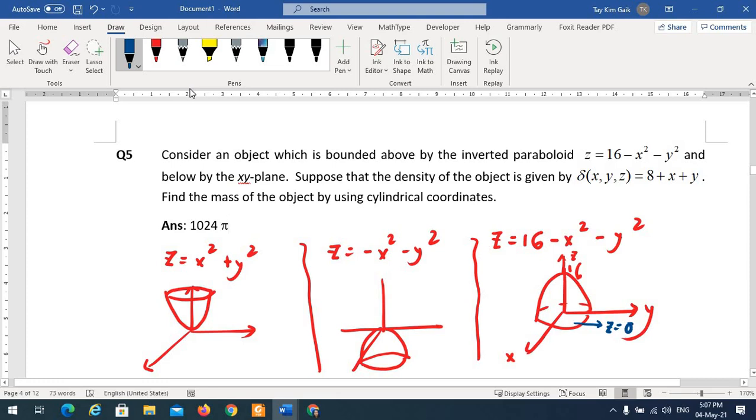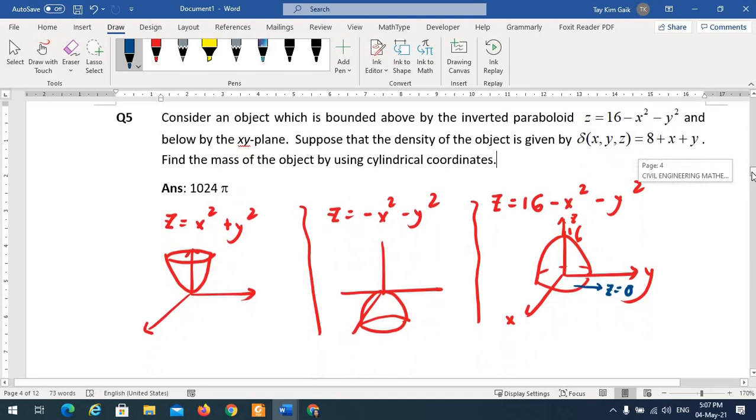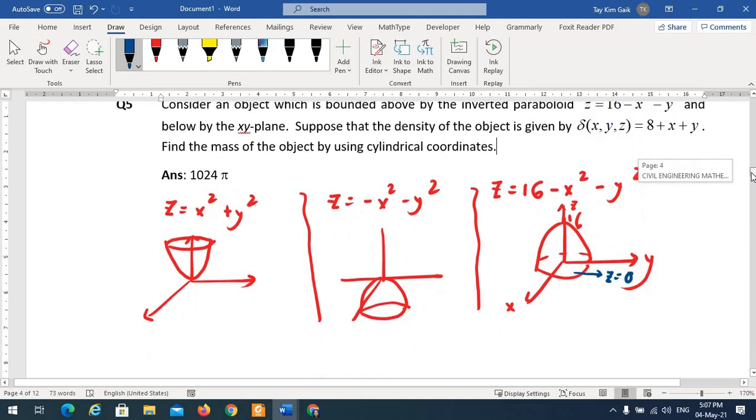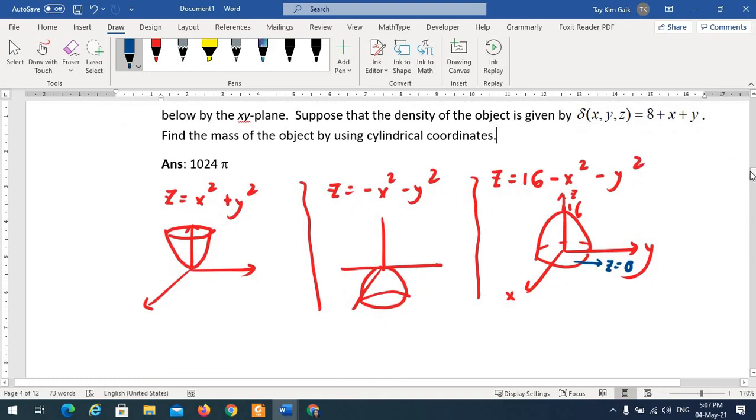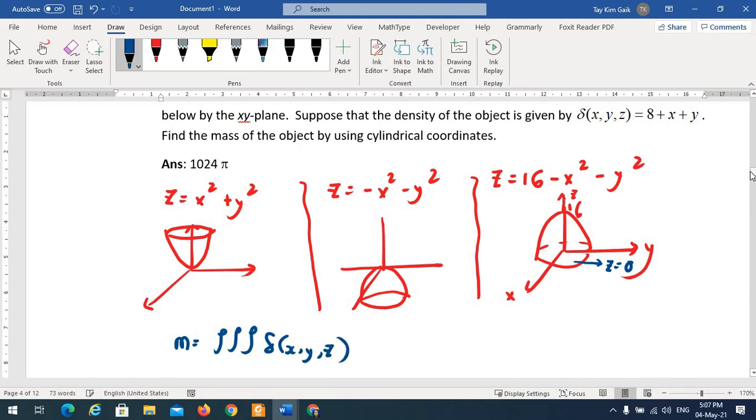Suppose that the density of the object is given by delta of x, y, z equals x plus y. Find the mass of the object by using cylindrical coordinates. The density is given, and we want to find the mass. The mass of the solid is given by the triple integral of your density function delta x y z dV over the solid G.